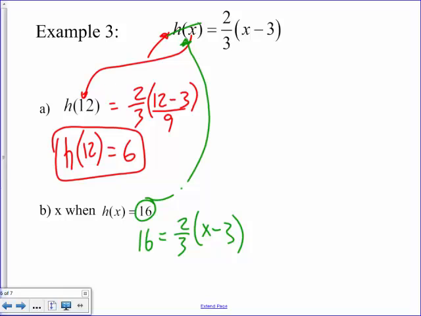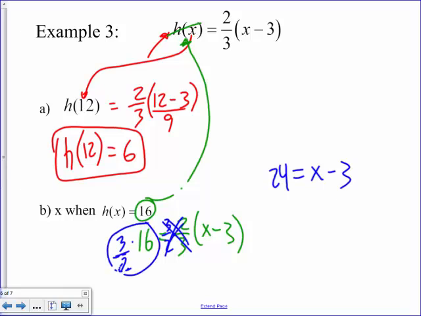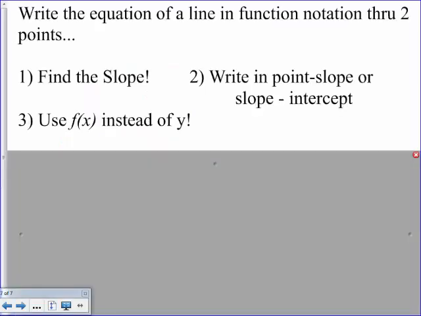So I'll divide by 2/3, but we never divide by a fraction, right? We always multiply by its what? Reciprocal. So I'm going to multiply by 3 over 2, multiply by 3 over 2. So that cancels each other. And 3/2 times 16 would be 24, and that's going to equal x minus 3, right? Because this is 24, these canceled, and I still have my x minus 3, so add the 3 over, so x is 27 in that case. Okay, so a little work with your function notation there.